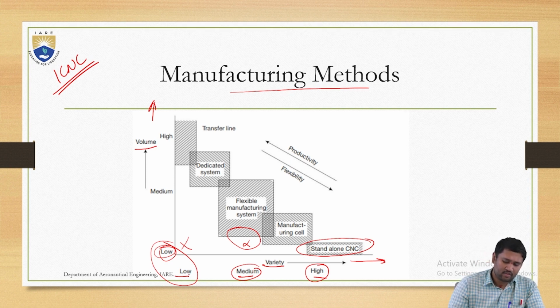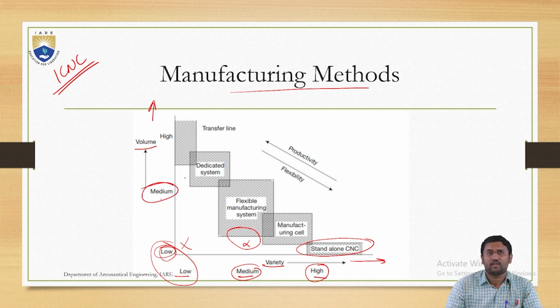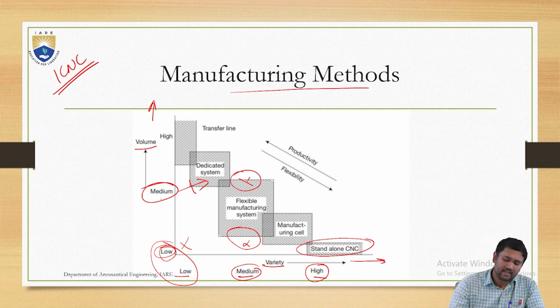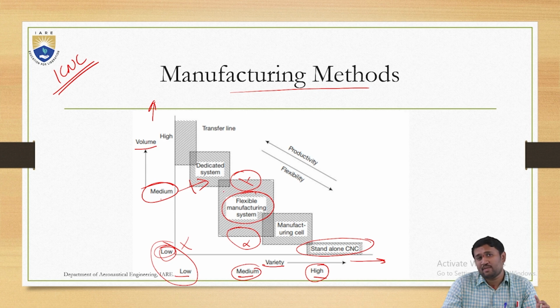Next, we'll go for low variety with medium volume. At that time, you are supposed to create a specified dedicated system, which works for a medium quantity of goods with small variety. Next, medium to medium: medium variety of goods with medium volume. For those, you will get a simple flexible manufacturing system, because you are able to change a limited amount of varieties in accordance with the limited volume that a product needs.